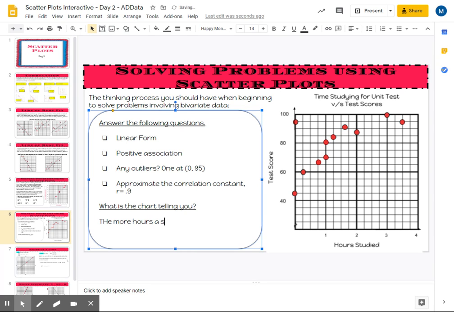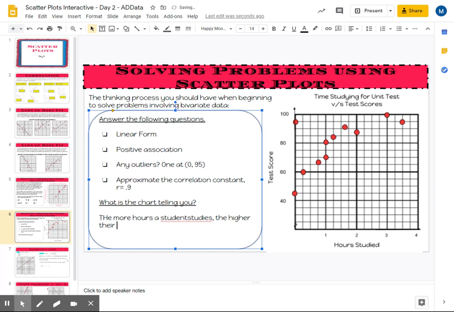More hours a student studies, the higher their score will be. That totally makes sense to me. All right, there's the one random person who did not study at all and got a 95%. Maybe they're just in a class that's too easy for them, and so they didn't really have to study. Okay.